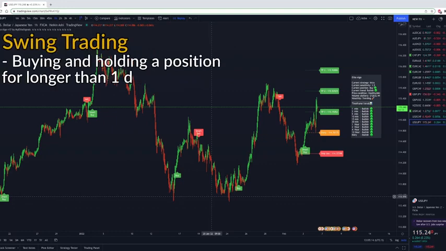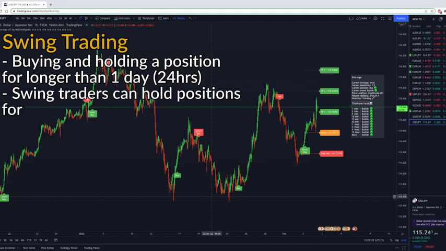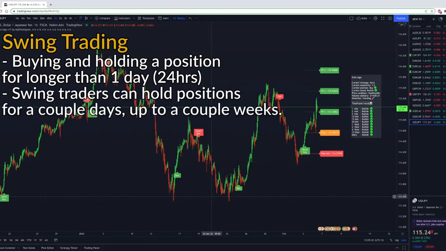So if you guys don't know what swing trading is, swing trading basically means that you're buying a position and then you're holding it for longer than 1 day. So it could be 2 days, 3 days, 4 days, a week, 2 weeks. If you're holding it longer than 1 day, that is considered swing trading.